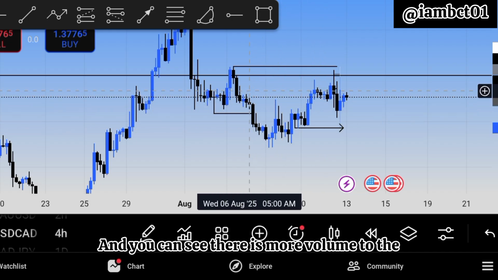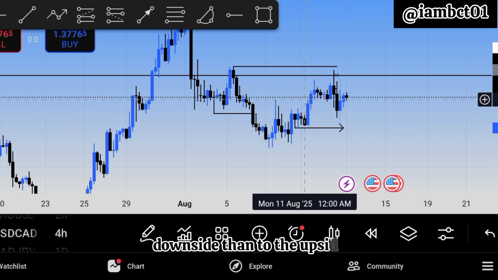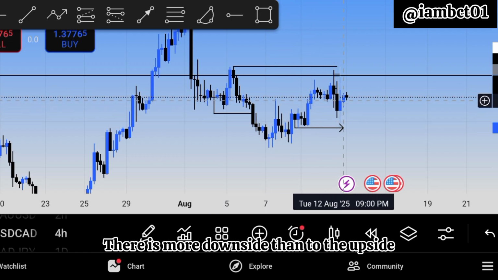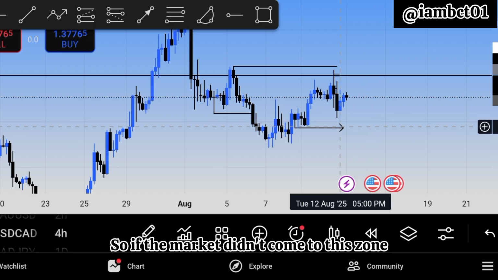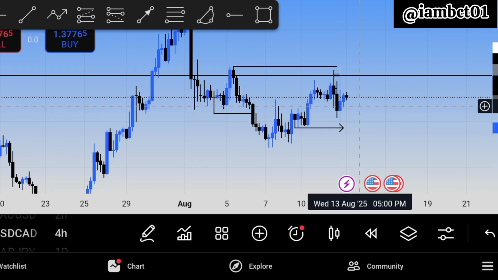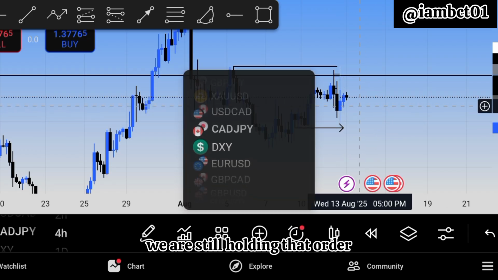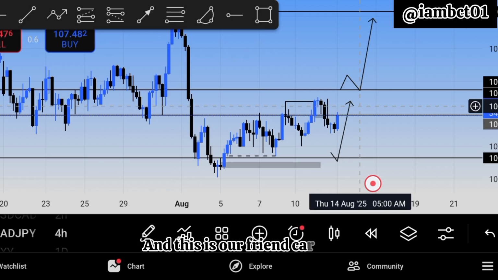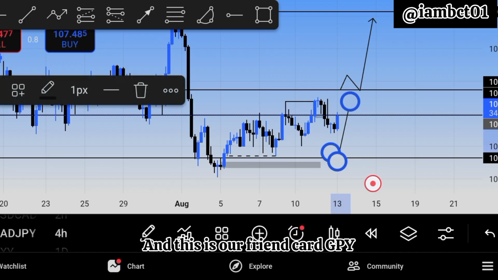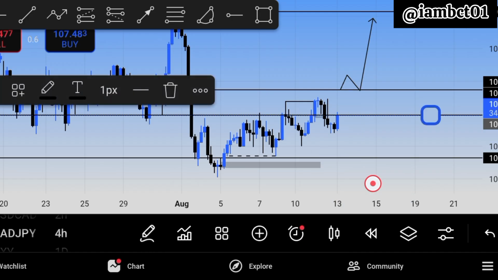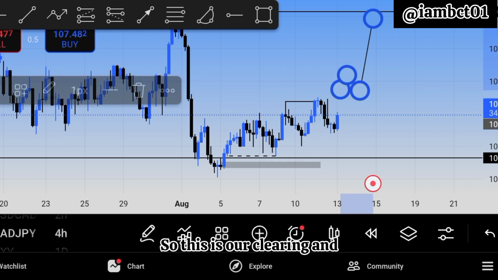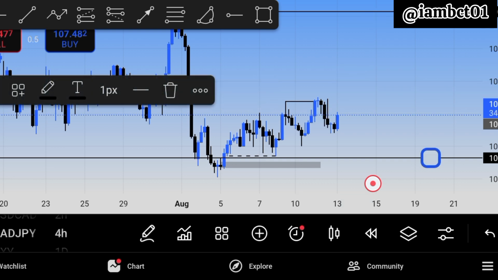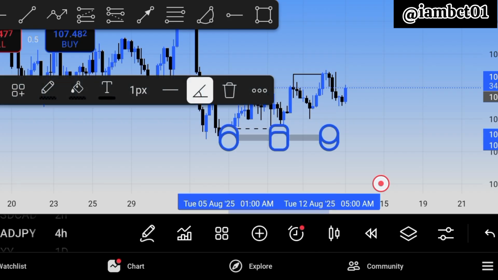As you can see, there is more volume to the downside than to the upside. There is more downside weakness than upside. So if the market didn't come to the zone, we are still holding that order. And this is our friend CAD GBP. So this is our clearing and we'll do the analysis.